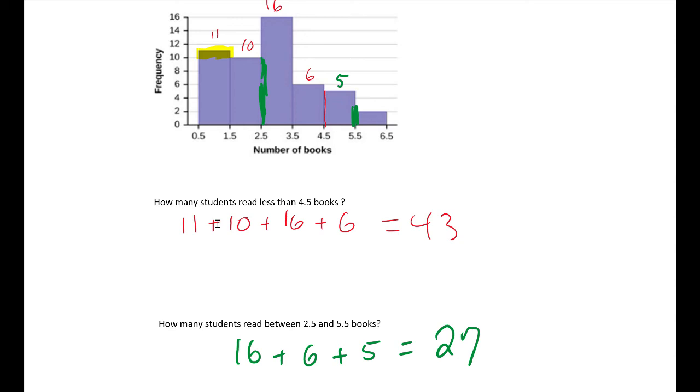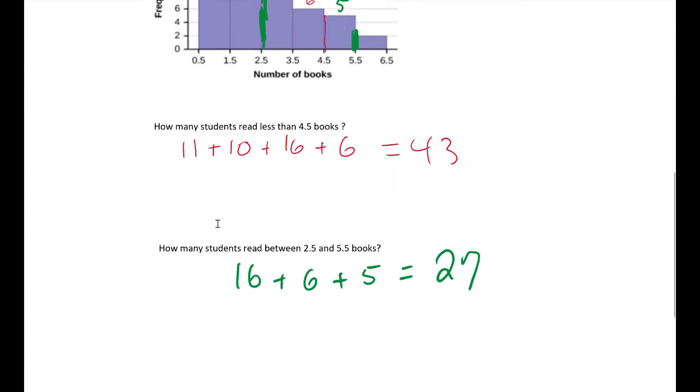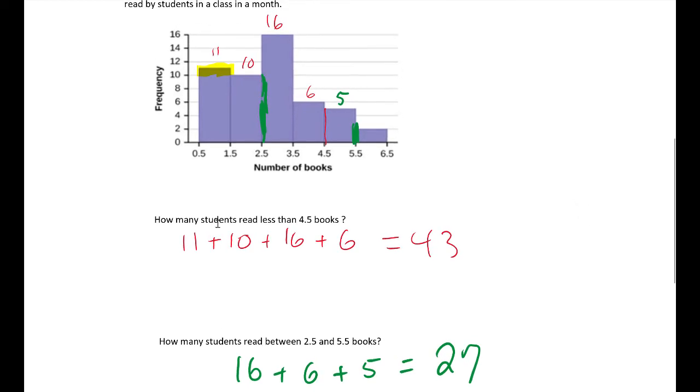All right? And so that's it, folks. That's how you work with histograms. Once again, the height of the bar represents the frequency. The horizontal axis is going to give you the different data values or different markers for your different classes.